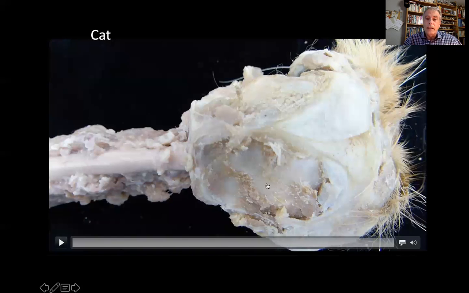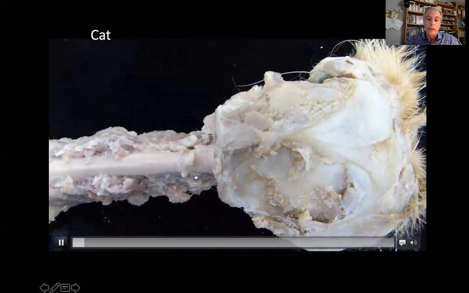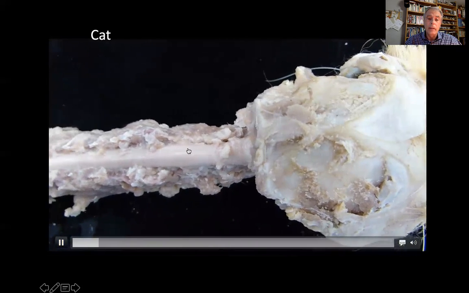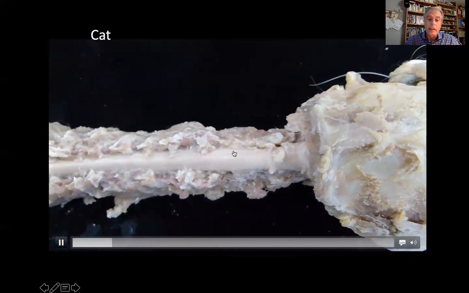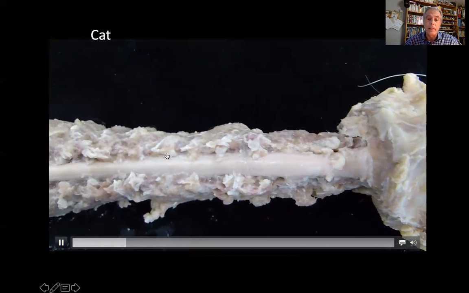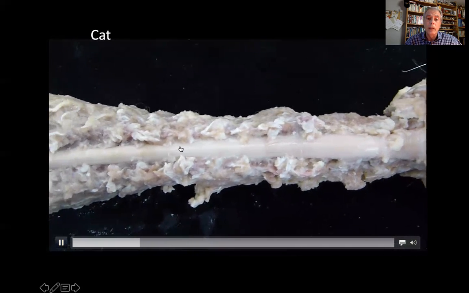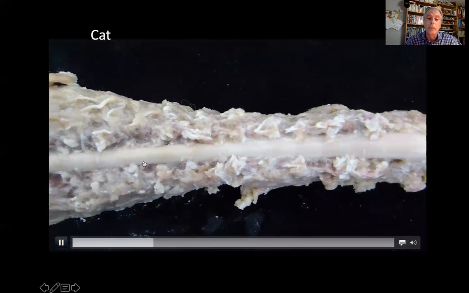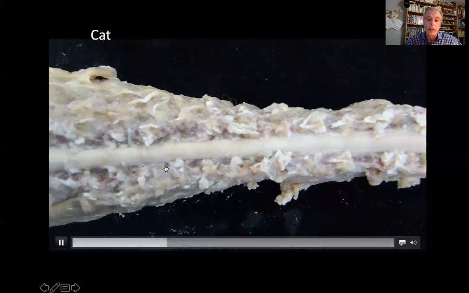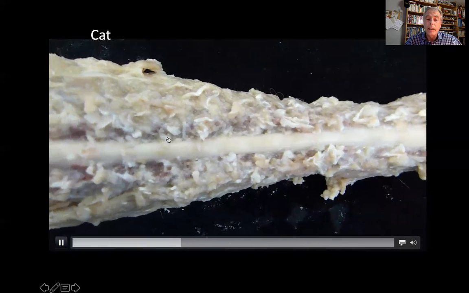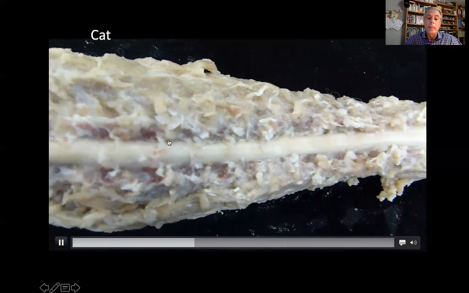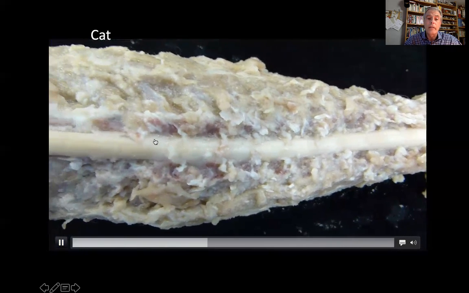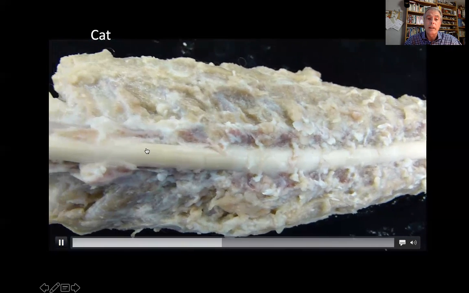This is a case of a cat. Here we haven't opened the cranium, but we identify the spinal cord in the vertebral canal. You see it is still covered by the meninges. And as you see here, there is not much space in between the spinal cord and the bony structures that form the vertebral canal. So that means that any process that is occupying this space is going to damage first the softer tissue that is the spinal cord.